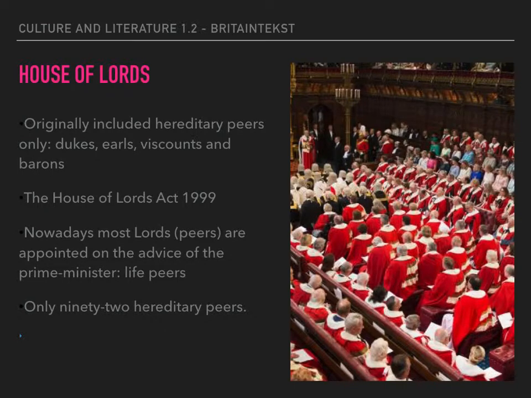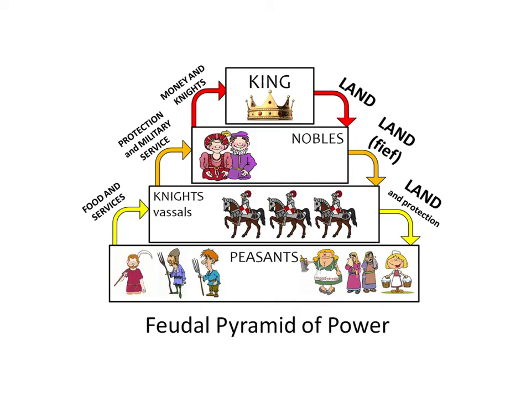For instance, old prime ministers. Maggie Thatcher was one of them. And now there are only 92 hereditary peers, or people who inherited their peership because they are part of a large aristocratic family. Now, this system was introduced by William the Conqueror when he brought feudalism with him into Europe.